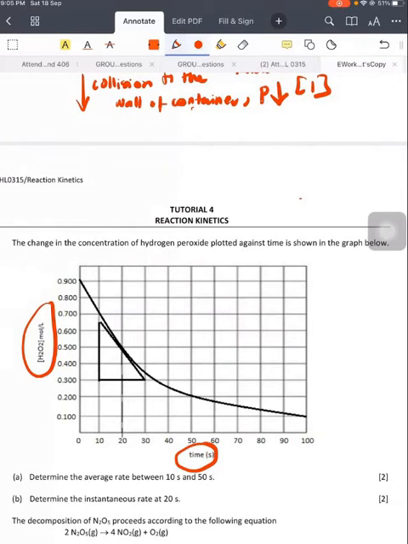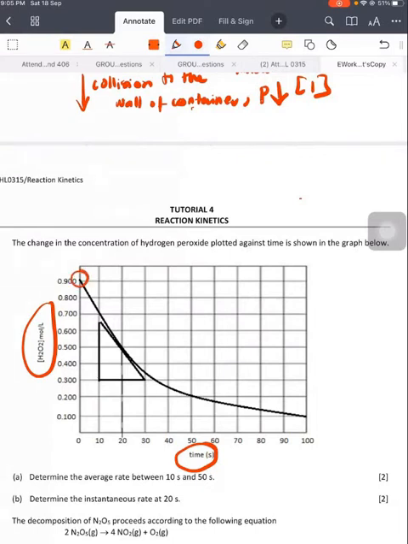So kita tengok dekat dia punya trend of curve. Yang mana nampak tak dia punya curve ni menurun ke bawah. So we know that in this case H2O2 is a reactant. Kan? Sebab dia punya concentration makin berkurang. Sebab kita boleh baca apa sini je.